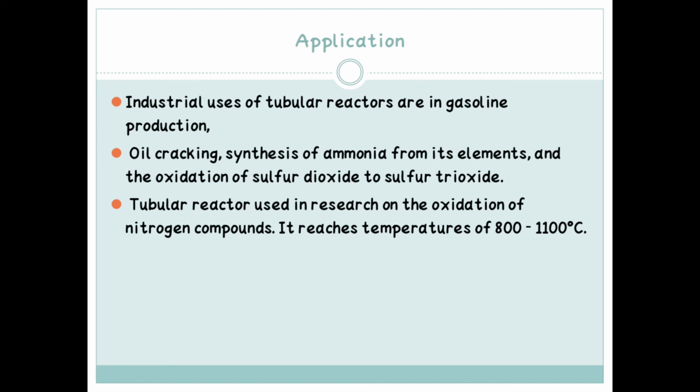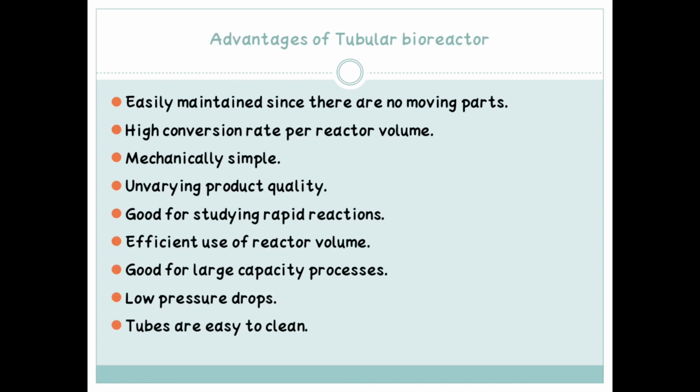Applications of tubular bioreactor: industrial uses of tubular bioreactors are in gasoline production, oil cracking, synthesis of ammonia from its elements, and the oxidation of sulfur dioxide to sulfur trioxide. Tubular reactors are used in research on oxidation of nitrogen compounds. It reaches temperatures of 800 to 1100 degrees Celsius.